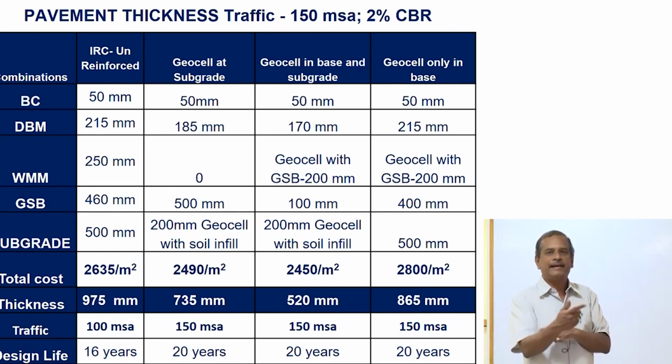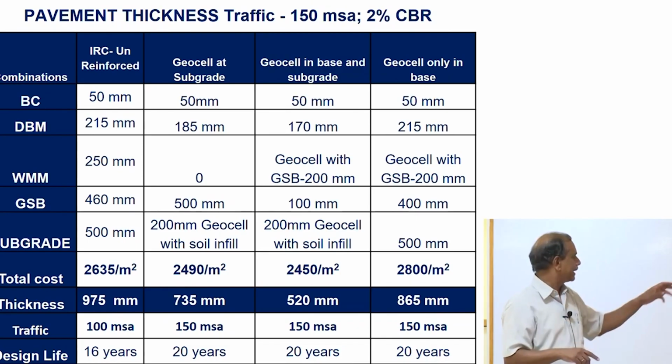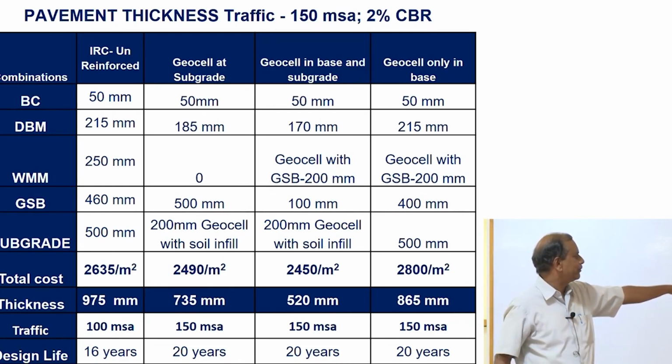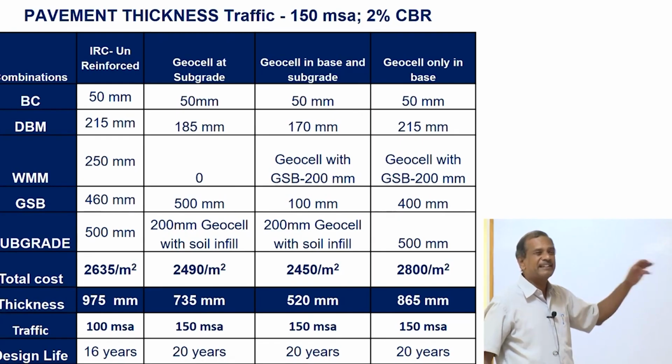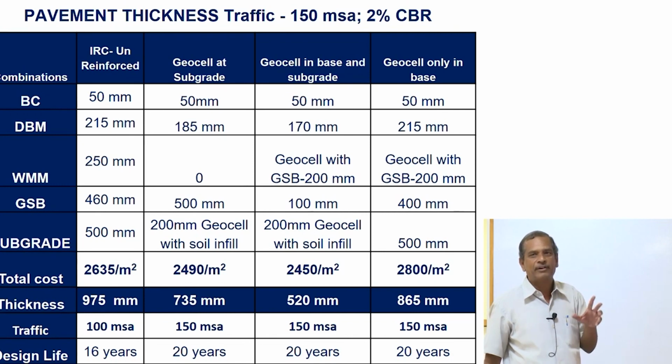So you have to now decide and recommend where this can be utilized, what will be the reduction in the thickness of the pavement layers, what is the cost. If you look at the cost again, the cost will be around 2,450 rupees per square meter, whereas conventional pavement is 2,635. This cost is not the issue. The issue is the availability of material for construction.